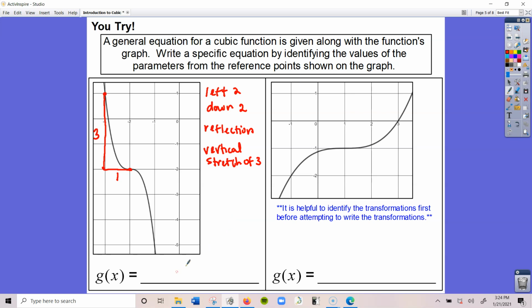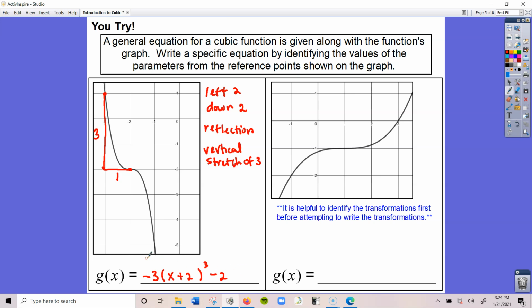Now how do we write this equation? We're going to set this up just like the others. We're going to open parentheses, x cubed, and now we're going to fill in with the rest of the information. Left 2 means that we would write plus 2 inside of the parentheses. Down 2 means I would write minus 2 at the end. A reflection means that there is a negative. Now if you choose to put it on the outside, it would go right here. And a vertical stretch would mean that a 3 is multiplied on the outside. So like this. So this is my equation.